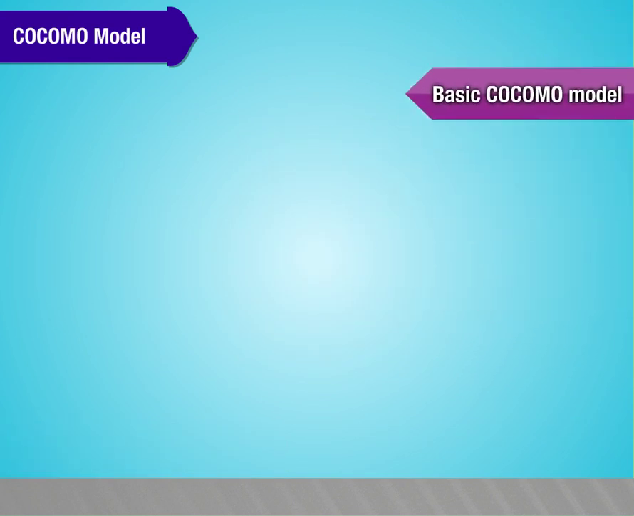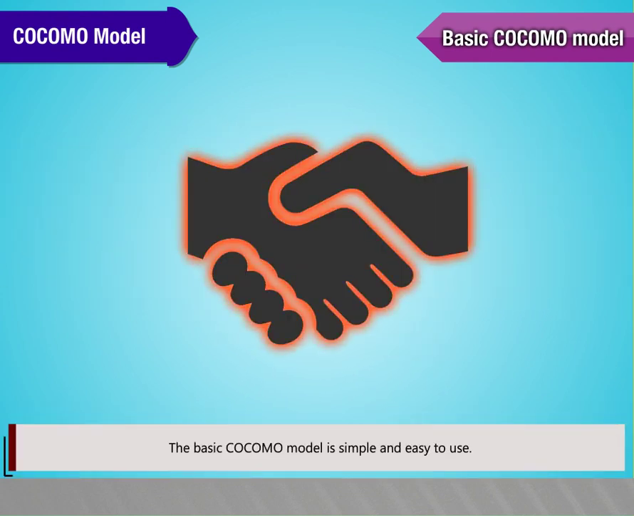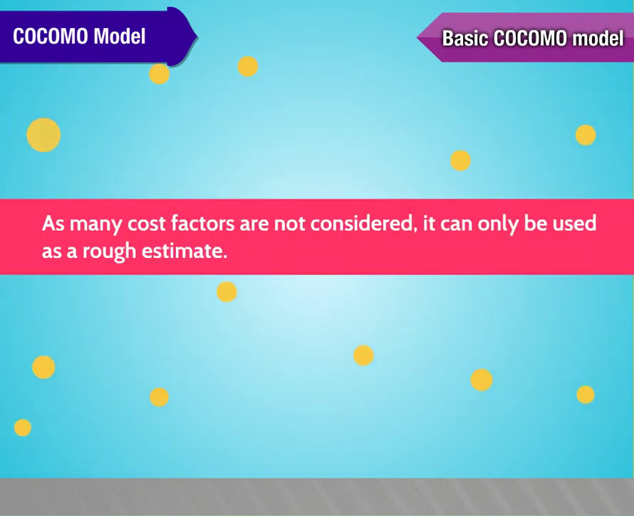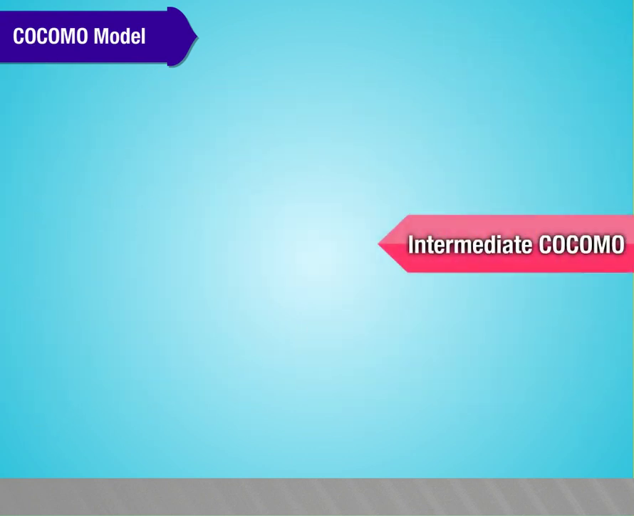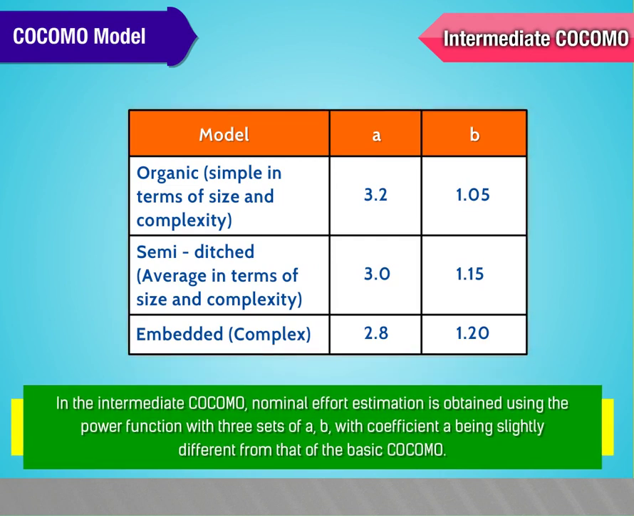Basic COCOMO model. The basic COCOMO model is simple and easy to use. As many cost factors are not considered, it can only be used as a rough estimate. Intermediate COCOMO. In the intermediate COCOMO, a nominal effort estimation is obtained using the power function with 3 sets of A, B, with coefficient A being slightly different from that of the basic COCOMO, as shown in table 2.